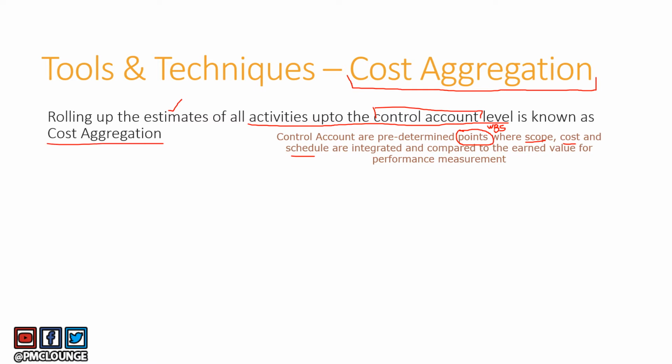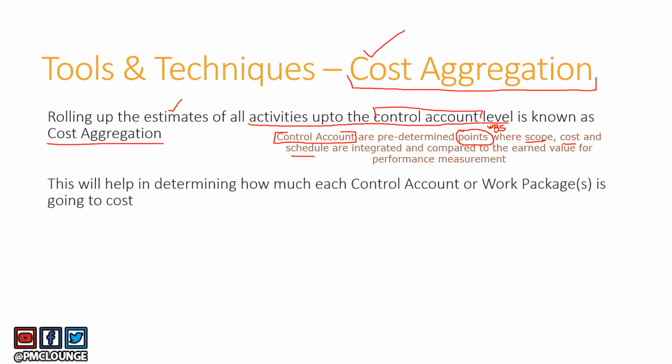So once you have used the cost aggregation tool, you will have the cost required for each control account, the budget required for each control account, and that is why cost aggregation is an important tool. So how much each control account or work package is going to cost is what you will get to know once you apply the cost aggregation tool.